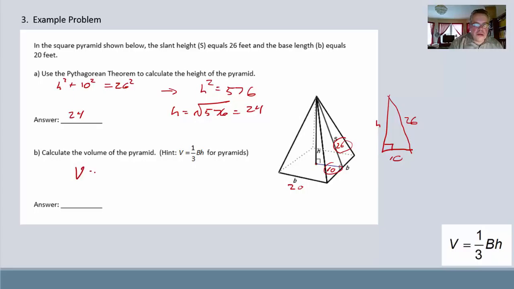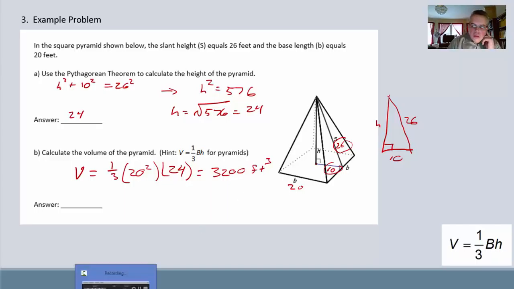So the volume is 1/3 the area of the base. Base is 20 by 20, so it's a square. So it's 20 squared times the height, which we worked hard to find. And if you put all this together, you get 3,200 cubic feet. Okay, so it's not too hard, just a lot of little parts.